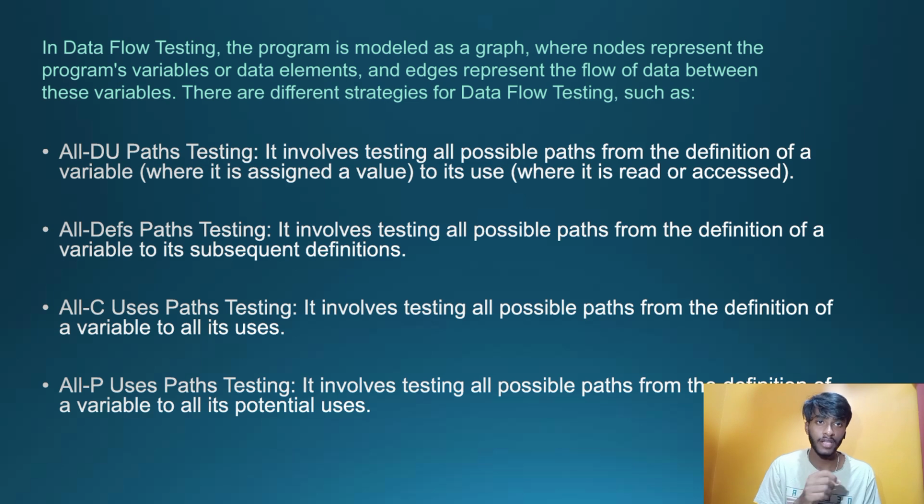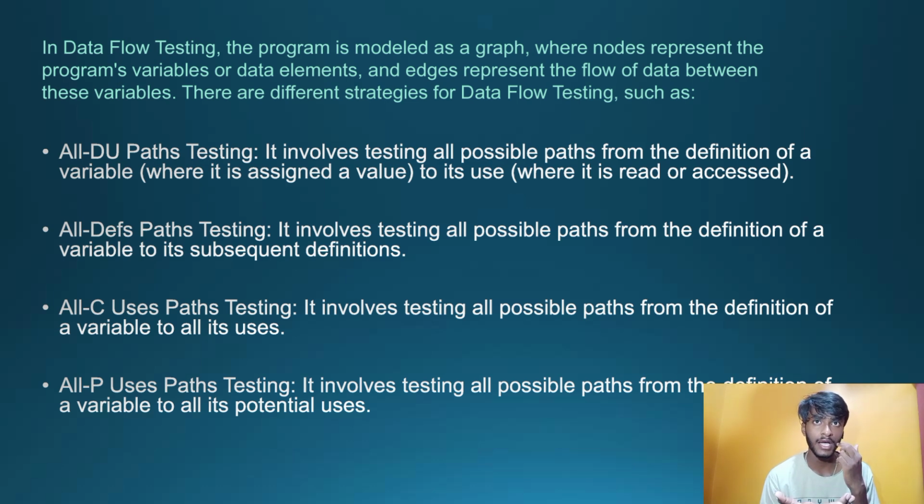Next one is all C use paths testing. It involves testing all the possible paths from the definition of the variable to all its uses. Next one is all P use path testing. It involves testing all the possible paths from the definition of the variable to all its potential uses. There are four types, that is all DU path testing, all def path testing, all C use path testing, all P use path testing.